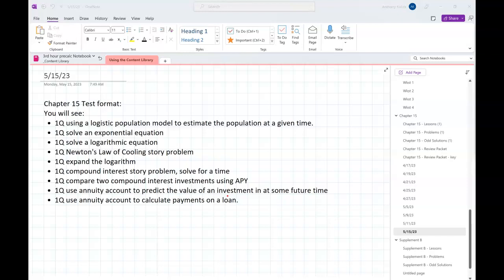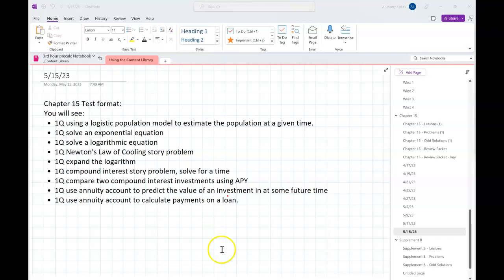So I just want to talk a bit about the test format here. You'll have one question where I give you a logistic population model and ask you to estimate the population at a given time. So like the initial or the maximum sustainable population, or at like the year 2015. I should be able to do something like that.